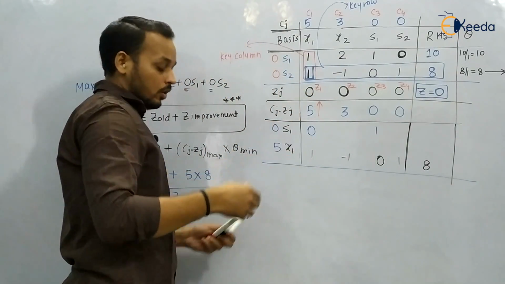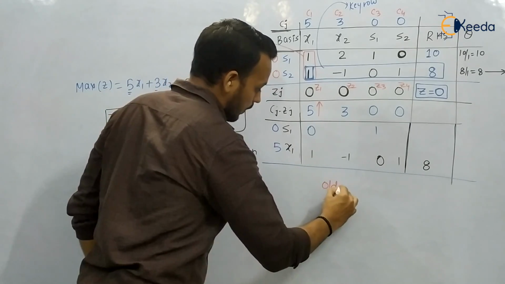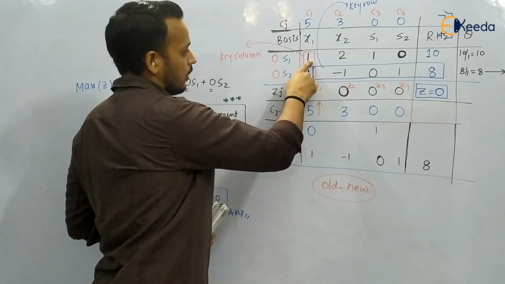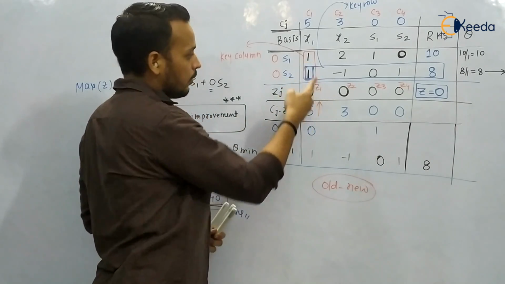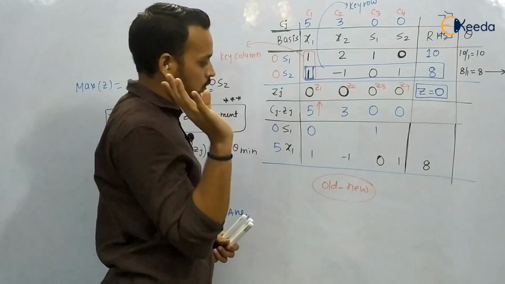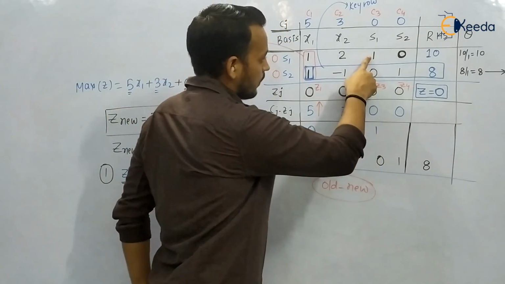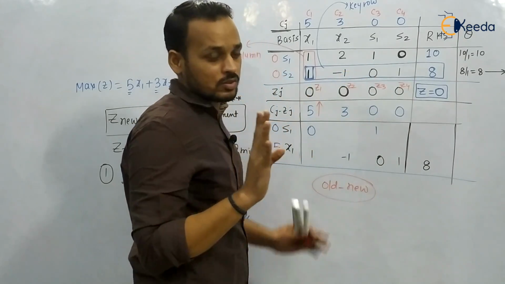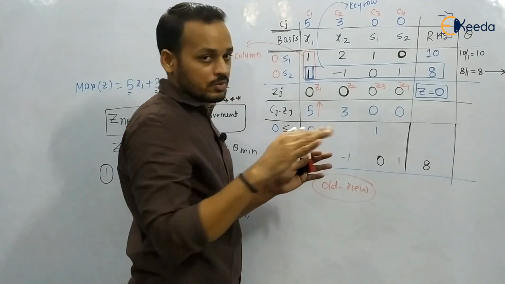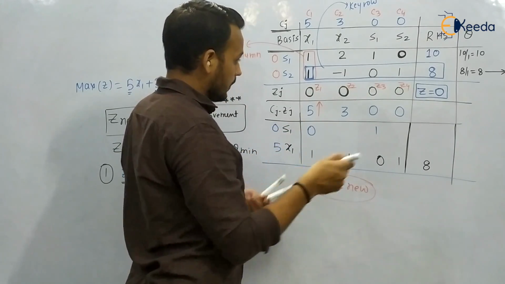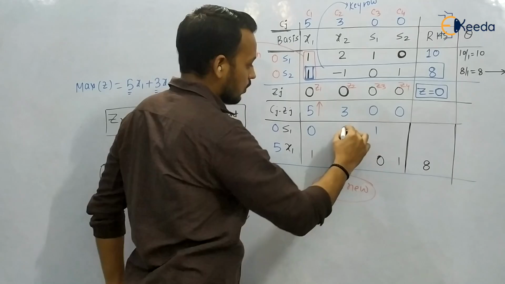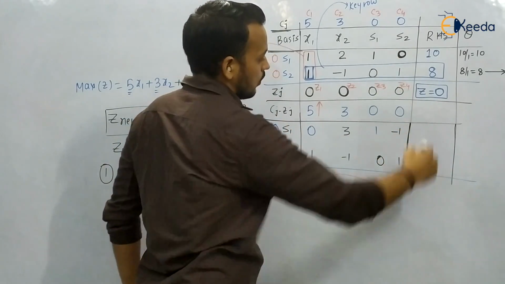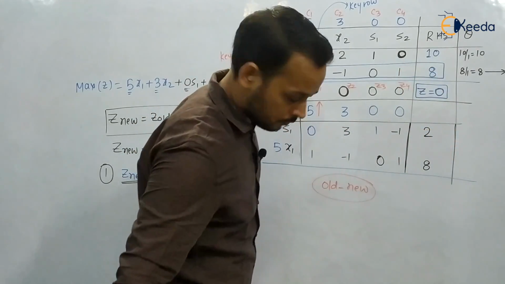Now look for the old minus new. Okay, we have to do old minus new always. So look here, we have 1 and here we have 0. So how it came? 1 minus 1, 0. So check for the another variable. Here it is 1 and here also it is 1. 1 minus 0, we are getting 1. So simply we have to subtract the values, old minus new. So here we can see 2 minus minus 1, so it is going to be 3, and 0 minus 1 is going to be minus 1, and 10 minus 8 is going to be 2.